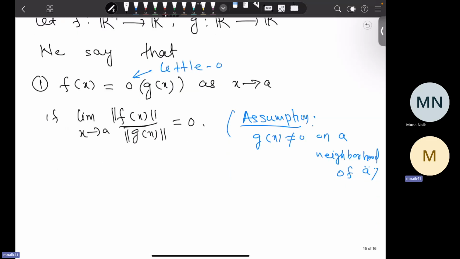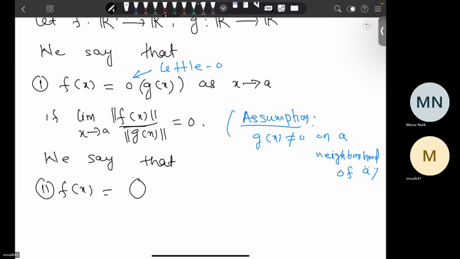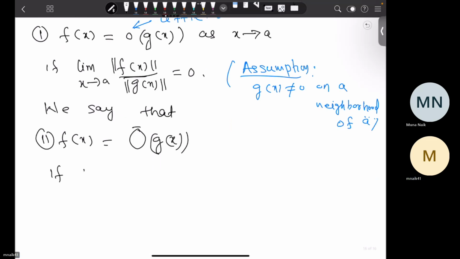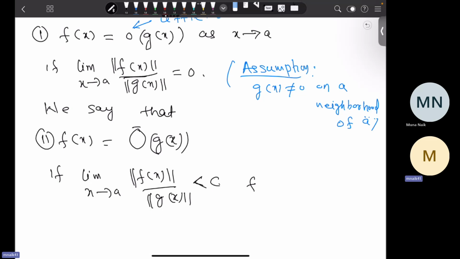The second thing is, we say that f(x) is big O of g(x) if the limit as x tends to a of the norm of f(x) by the norm of g(x) is less than c, for some constant c, where c is a positive constant.